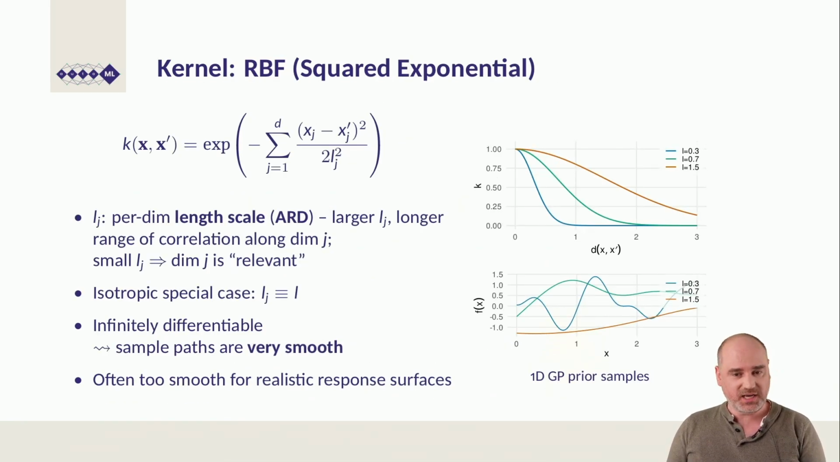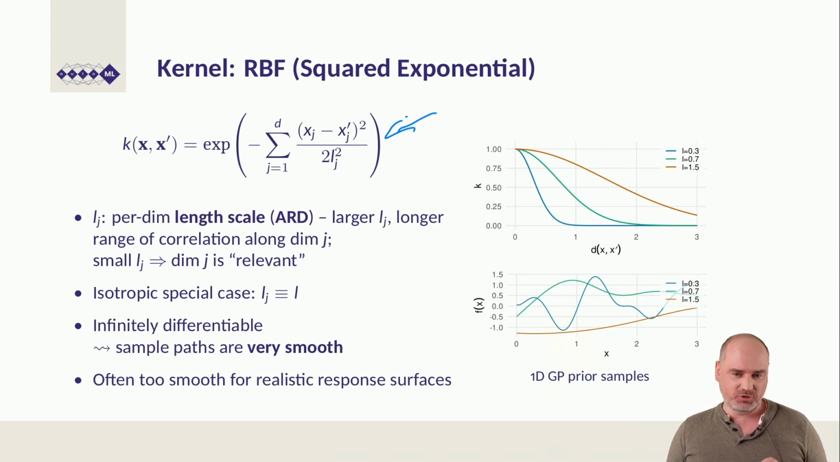Well, I said we need something like a kernel to encode our covariance between two training points. And one of the most common examples here is the so-called RBF kernel. This is for radial basis function. Some people also call this the squared exponential kernel. And this is the formula. And as you can see, what this does, it computes a distance.